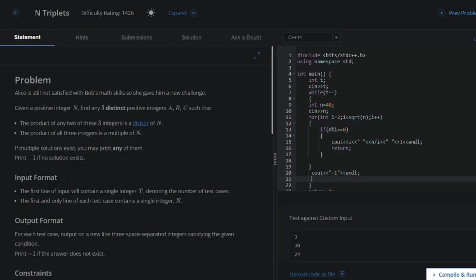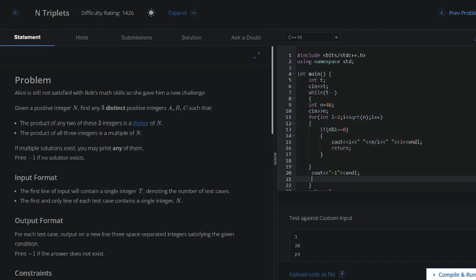Let's look at the fourth question of Starter 72, that is N Triplets. This question says Eliza is still not satisfied with Bob's math skills, so she gave him a new challenge. Given a positive integer n, find any three distinct positive integers a, b, c such that the product of any two of these three integers is a divisor of n.